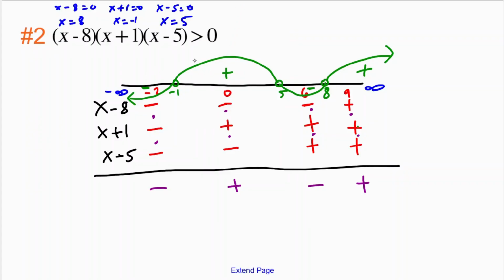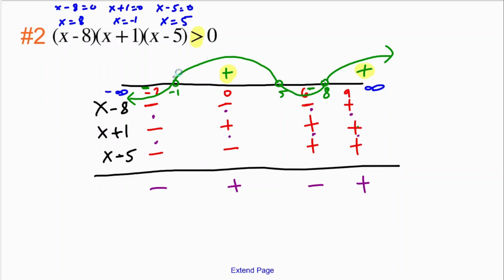So we've drawn our snake. So now, again, we need to pay attention to this is greater than 0. So we're looking at the positives. So it's a plus and a plus. We see that right here. So where are these pluses in between? Well, they're in between negative 1 and 5, and then 8 to infinity.